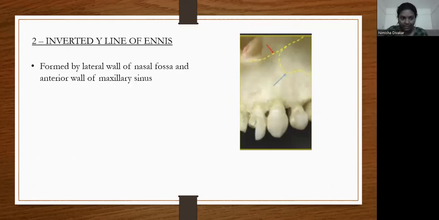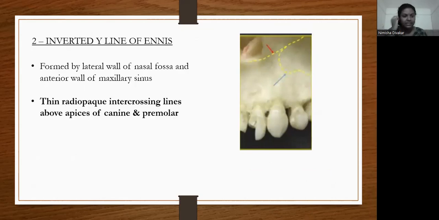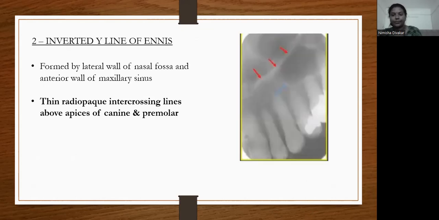Next one is the inverted Y line of Ennis. The inverted Y line of Ennis is an imaginary line which is formed by the lateral wall of the nasal fossa and the anterior wall of the maxillary sinus. That is, it is at the intersection of the lateral wall of the nasal fossa and the anterior wall of the maxillary sinus. In a radiograph, it is seen as thin radiopaque intercrossing lines above the apices of the canine and premolar.